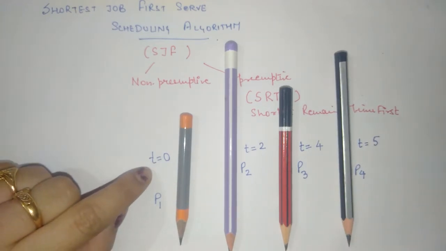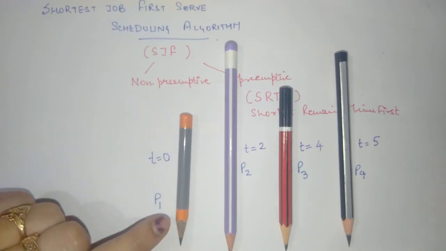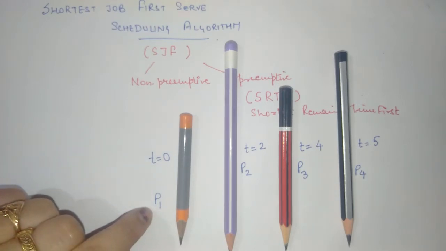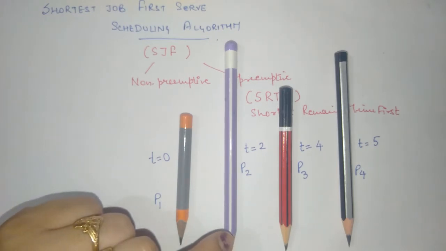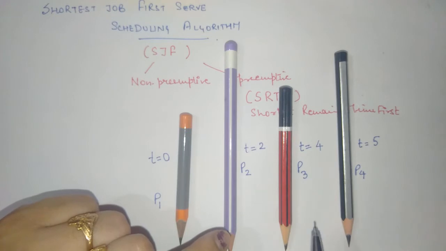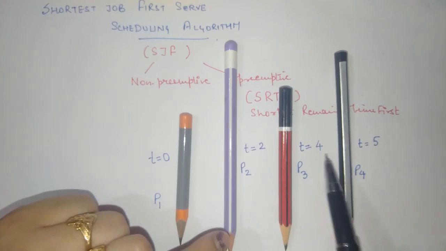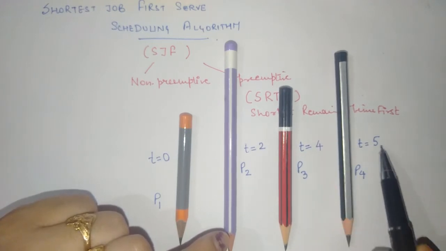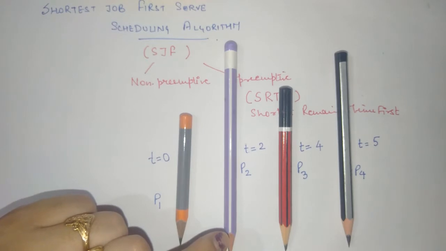At 0 milliseconds, this pencil entered the ready queue. The name of this is process P1. The name of this is process 2. It entered the ready queue at time interval 2. P3 entered at 4 and P4 entered at 5 milliseconds.